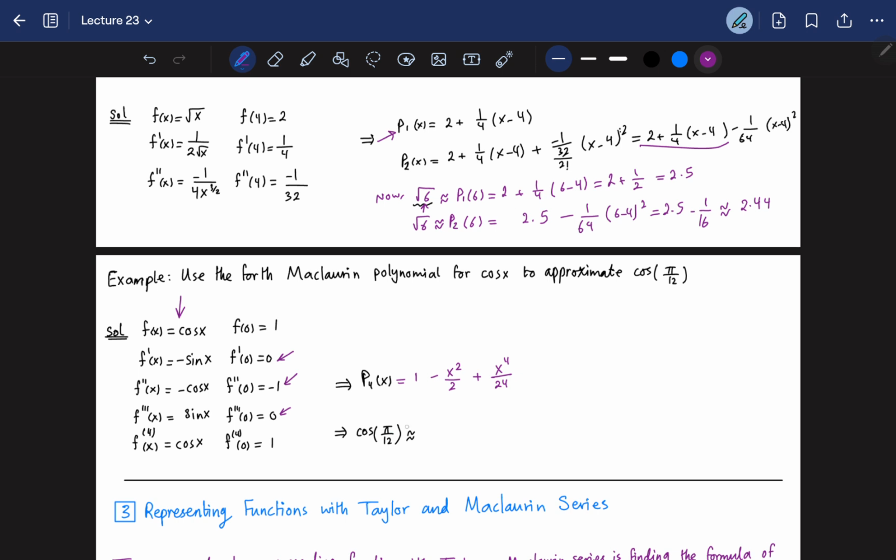Now if we want to estimate cosine using that polynomial, we're just going to plug in pi over 12 in there. So that's 1 minus (pi over 12) squared over 2 plus 1 over 24 times (pi over 12) to the 4th.